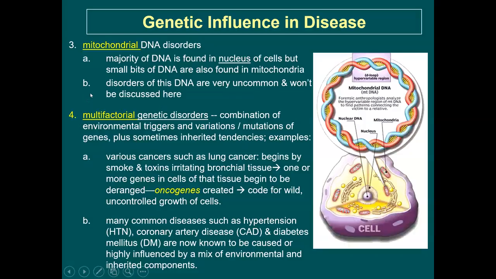Now we're going to talk about multifactorial genetic disorders, and just as the name sounds, this is really a combination of different triggers that can cause a genetic disorder. In other words, there's likely some environmental part, plus some inherited genetic parts to it, and then some tendencies. So what do I mean? We're talking about various cancers, such as certain types of lung cancers that may be multifactorial.